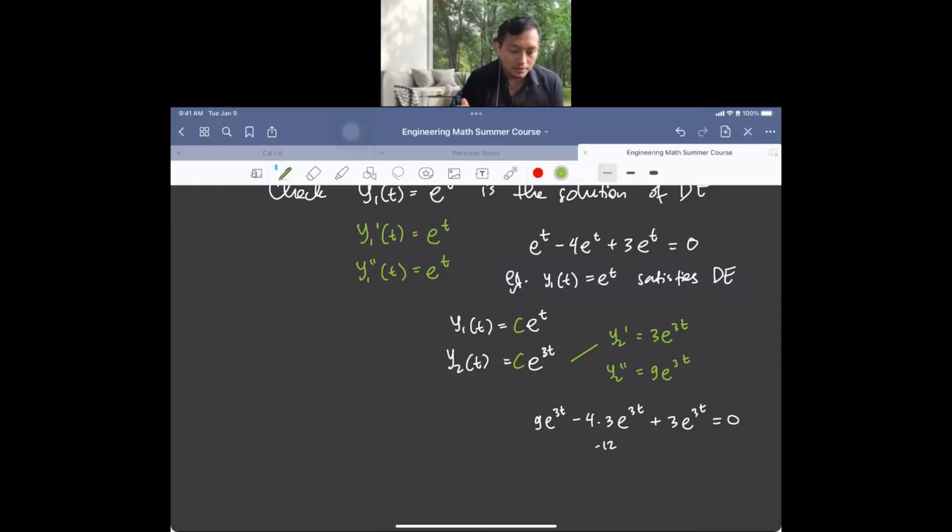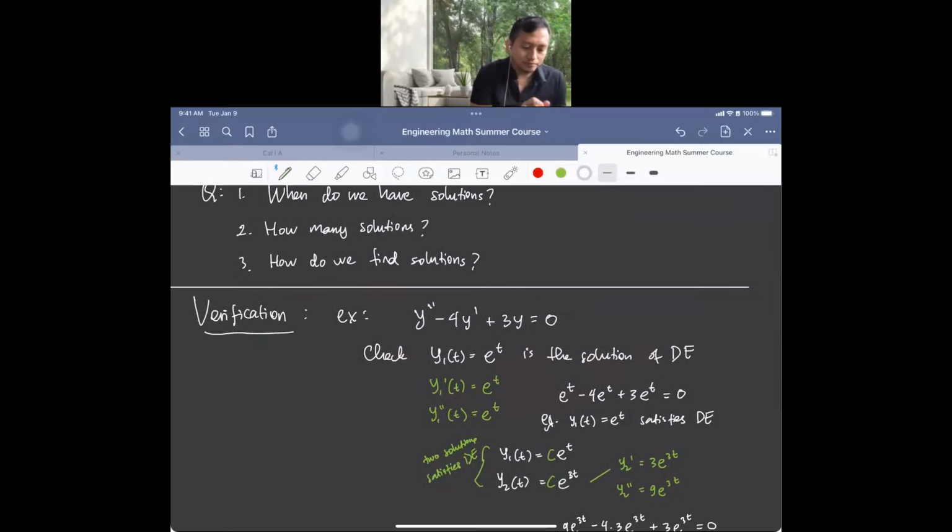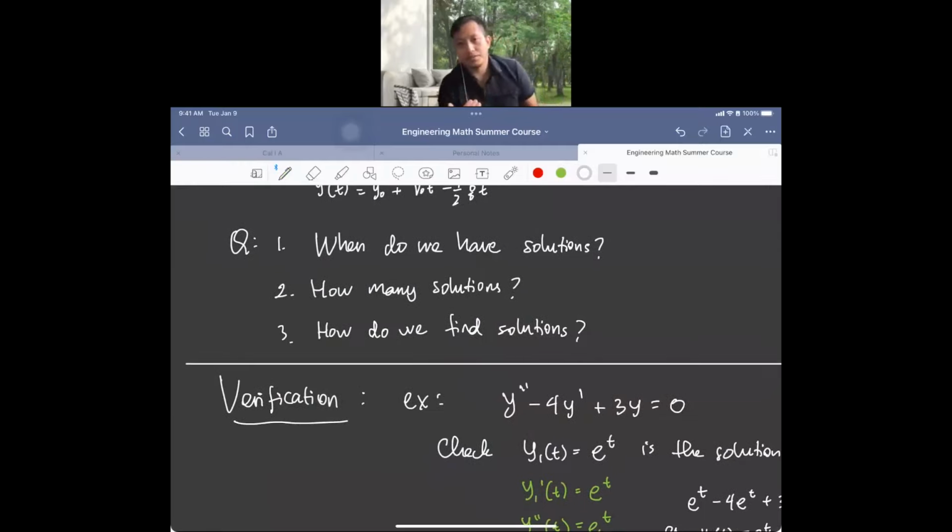It satisfies. So these two solutions satisfy our differential equations. Now back to what we are having here, we have these three essential questions. When do we have a solution, or solutions, like we have many solutions, and how many? How do we find them?